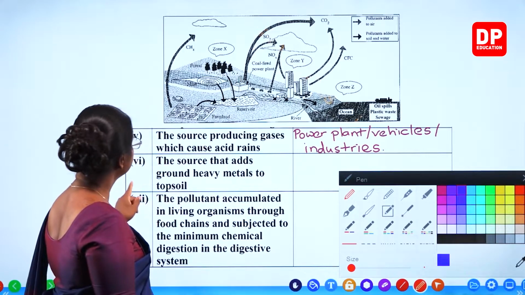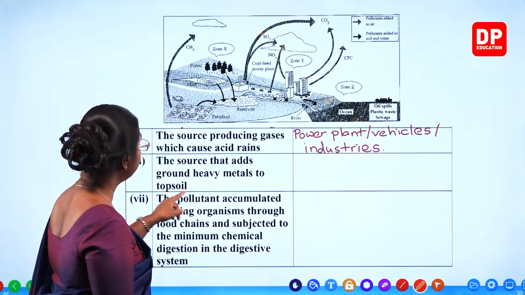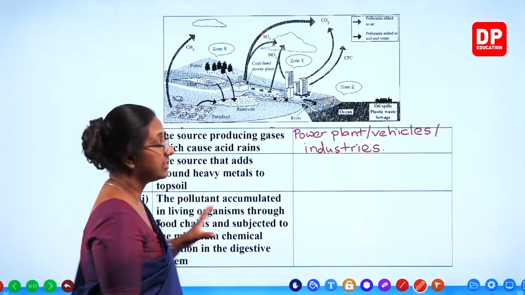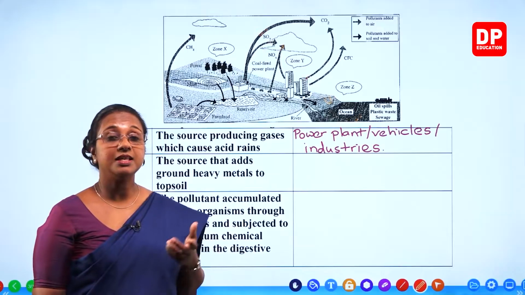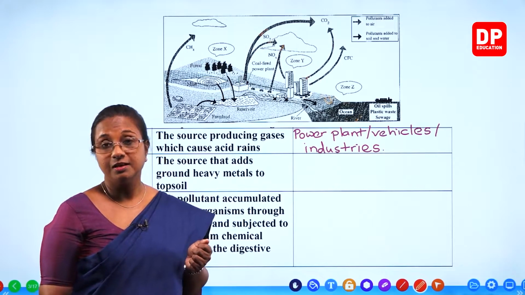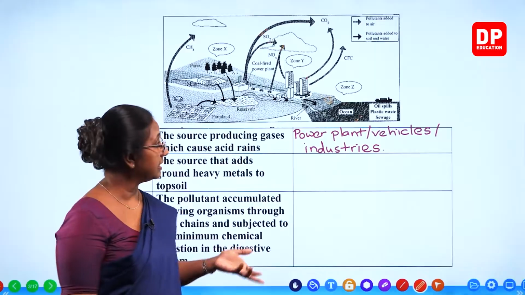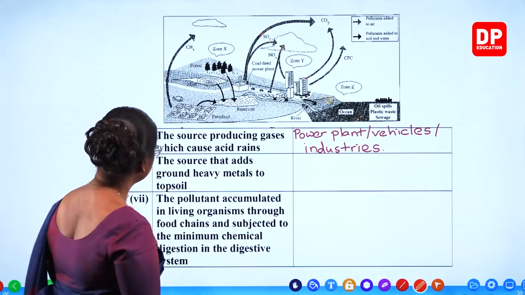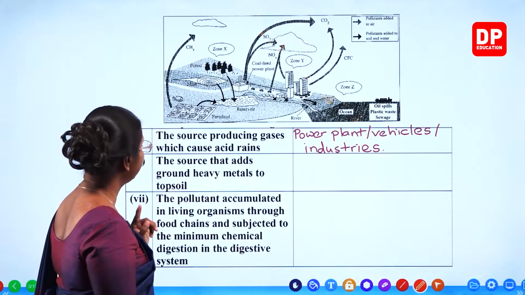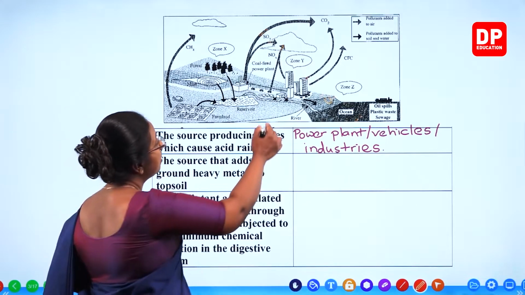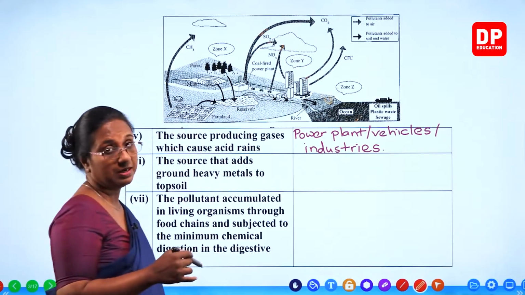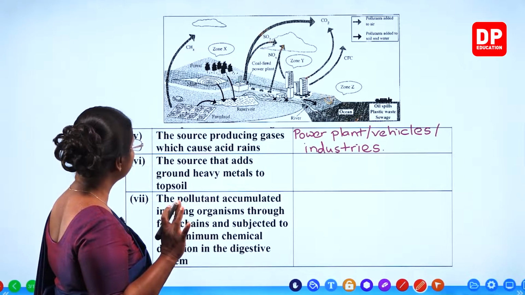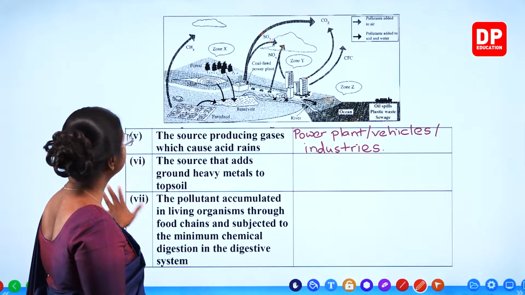So then, the 6th one, the source that adds ground heavy metals to top soil. Now from all these heavy metals, what are the heavy metals? Arsenic, cadmium, then there is the mercury, all these are heavy metals. Even from fluorescent lamps you get mercury. But here the question is the source that adds ground heavy metals to top soil. These are all going to the environment. But here you have to find the source that adds ground heavy metals to topsoil.